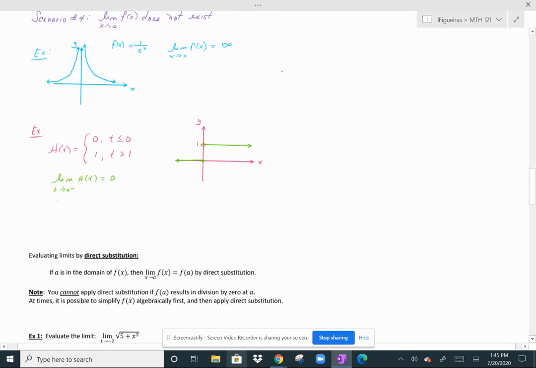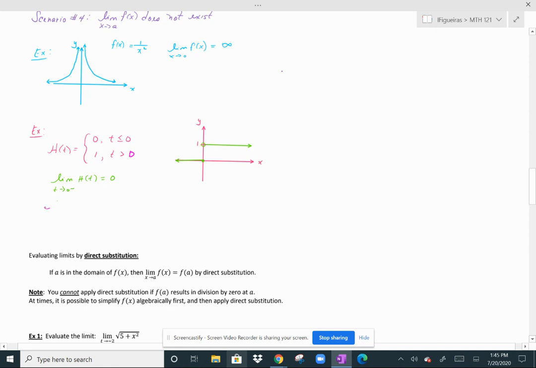In addition, here's an example of one with two different limits. I have this h of t equal to 0 if t is less than or equal to 0, and 1 if t is greater than 0. This is called the Heaviside function, and it represents a light switch. So this one would be off, and this one would be on. As you approach your limit as t approaches 0 from the left, that means less than 0, then it's got a function value of 0.